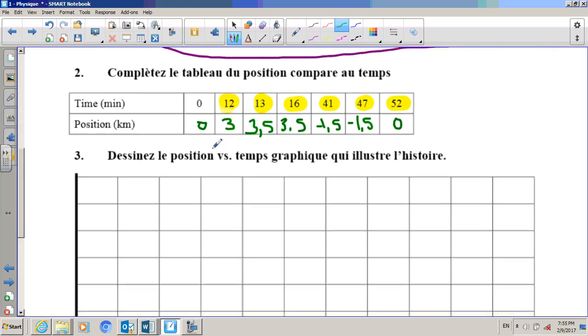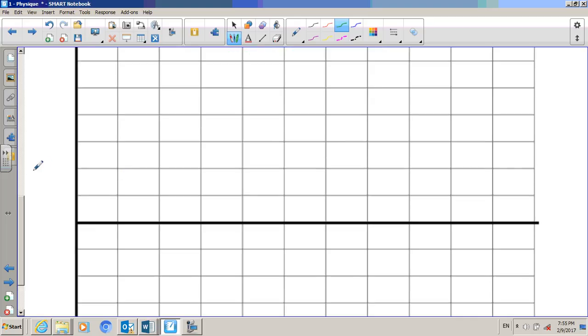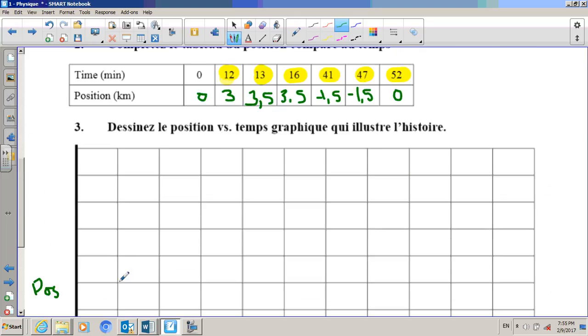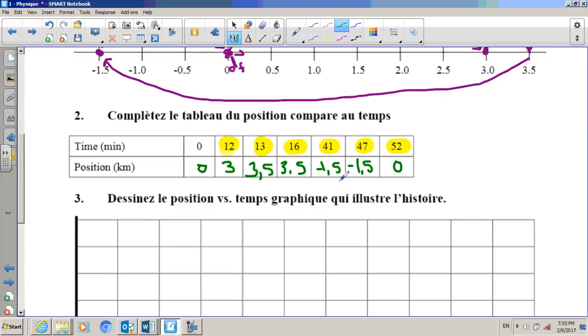Dernière chose qu'on va faire, c'est le graphique position et temps. So, position, c'est ici. Et le temps serait ici. Okay. Vous allez voir ici que l'axe des X n'est pas en bas. Pourquoi? Parce qu'il faut que j'aille dans les négatives pour la position. Ce que je ferai maintenant, je vais tracer chaque point sur le graphique.